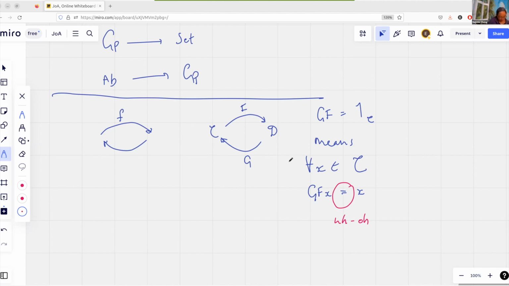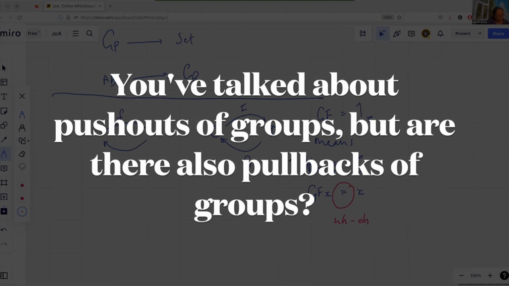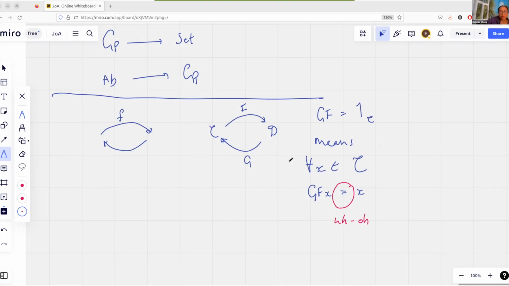Right. Next. You've talked about pushouts of groups, but are there also pullbacks of groups? Yes, there are pullbacks of groups.